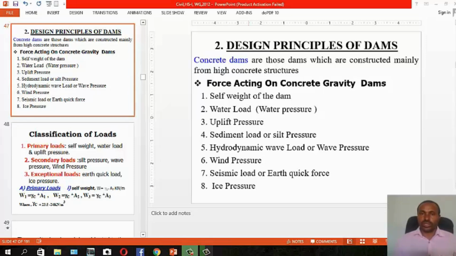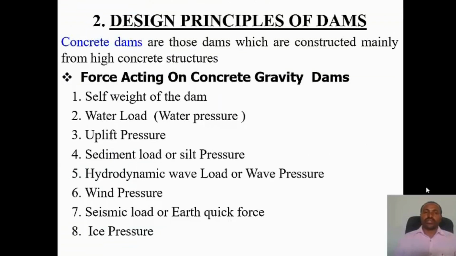Continue chapter 2, which is design principles of dams. So let us see, just a brief explanation on concrete dams and embankment dams. When we say concrete dams, those are dams which are constructed mainly from high concrete structures. High concrete structures would mean RCC. It could be reinforced cement concrete structure and also other related structures.